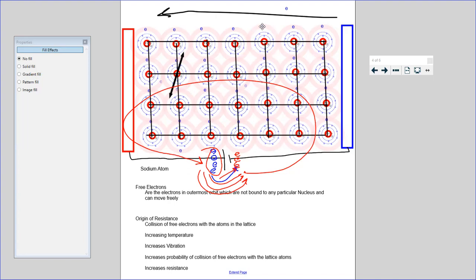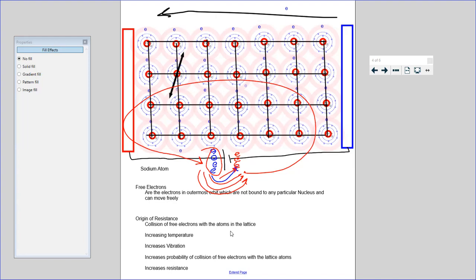Got it? Okay. You can't disturb the inner structure. They are the bound electrons. So that makes it free electron, and so that's why they can move freely. So what happened? The collision of free electron with the atoms in the lattice, this black line mesh-like thing is called the lattice, the arrangement in which atoms are placed. That arrangement has a name called lattice.